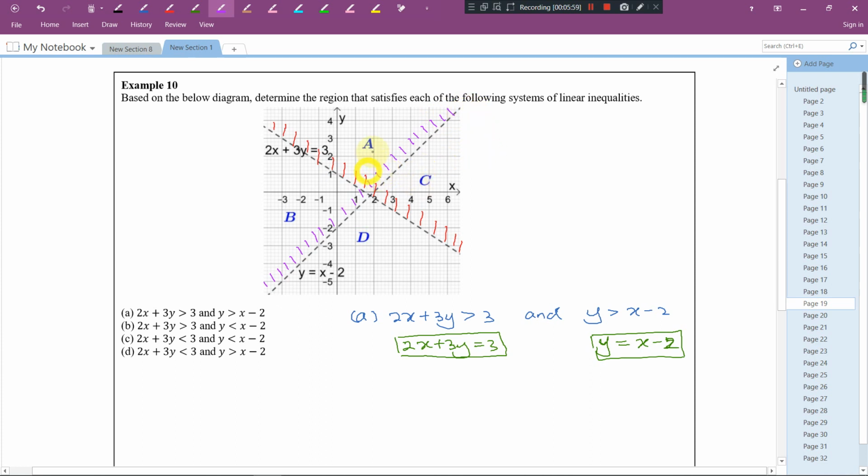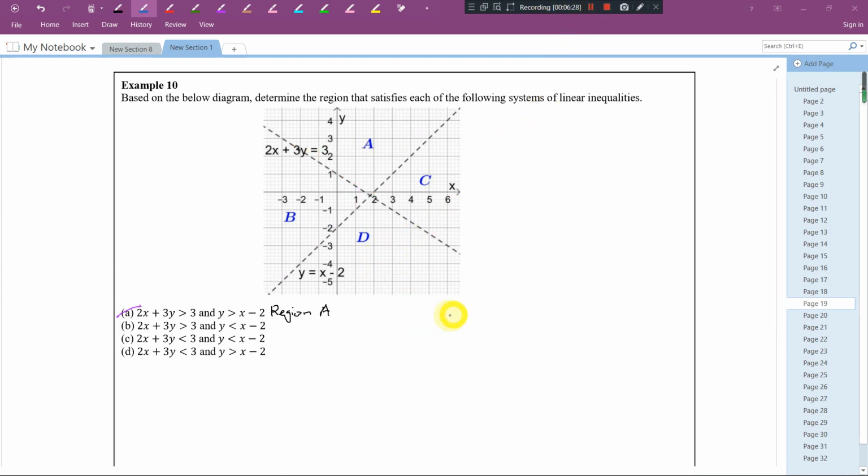Okay, so from here I know that the region that satisfies both inequalities will be here, right? This is a region that satisfies the two linear inequalities. So the answer is region A. Okay, so let's proceed to B.